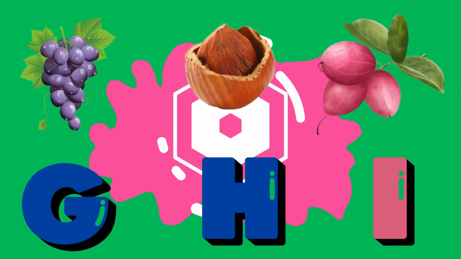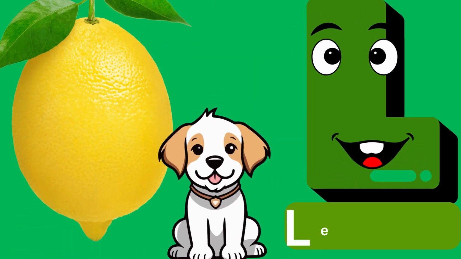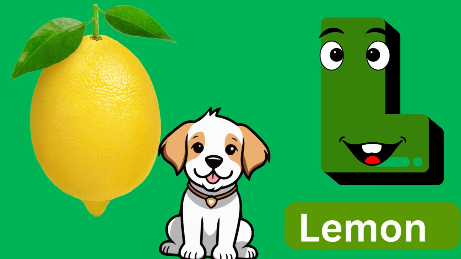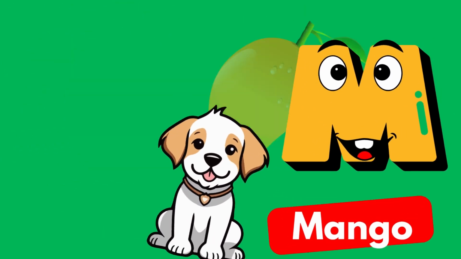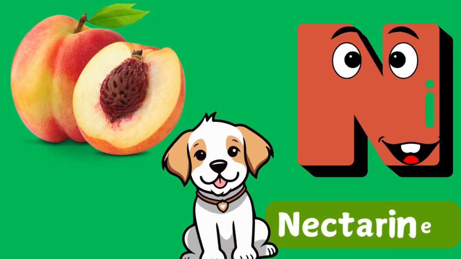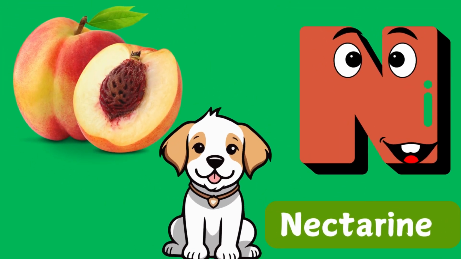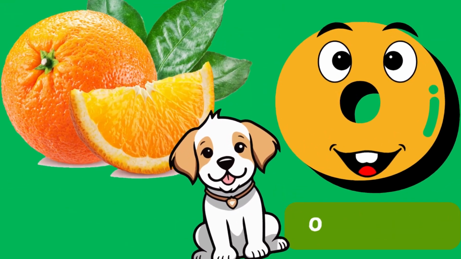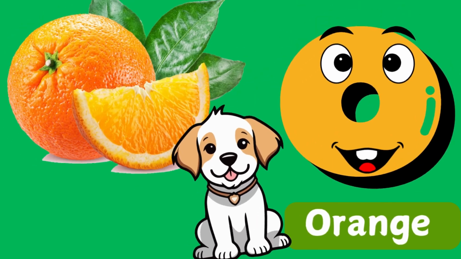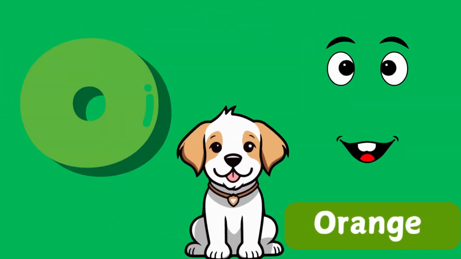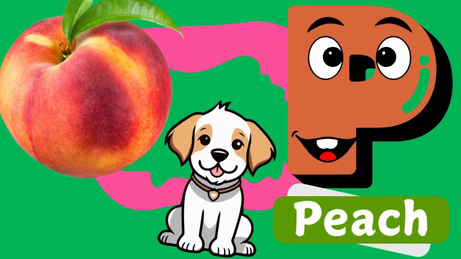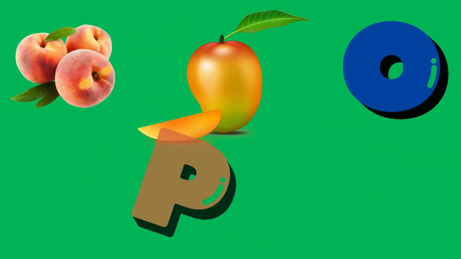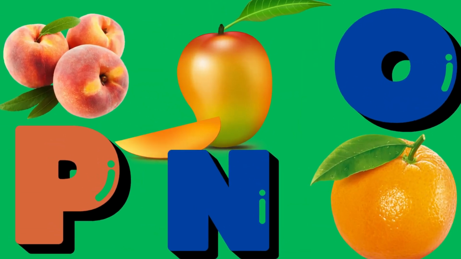It's ABCD fruit song. L is for lemon, M is for mango, N is for nectarine, O is for orange, P is for peach.